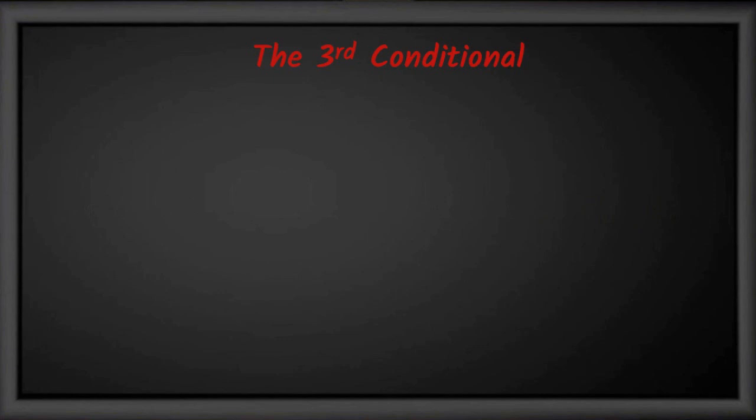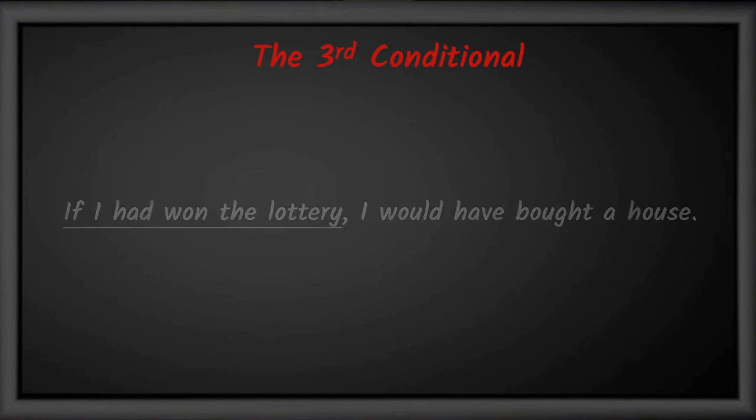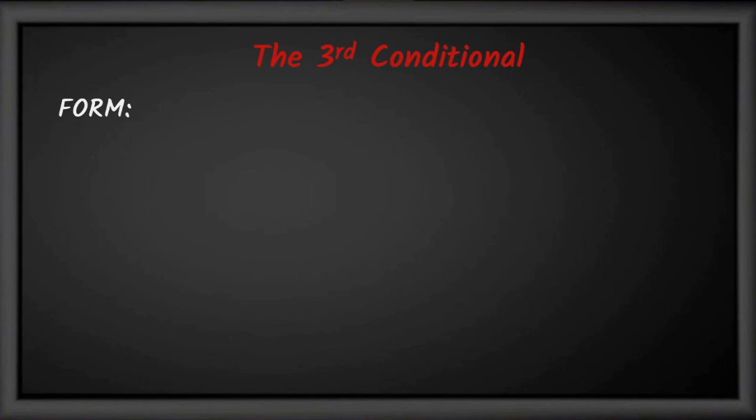Let's suppose that last week I played the lottery, but I didn't win. So today I say, if I had won the lottery, I would have bought a house. The condition is impossible to fulfill because it's in the past, and we can't change the past. This is the condition, and I can't make it true because in fact I lost the lottery and I can't change that.